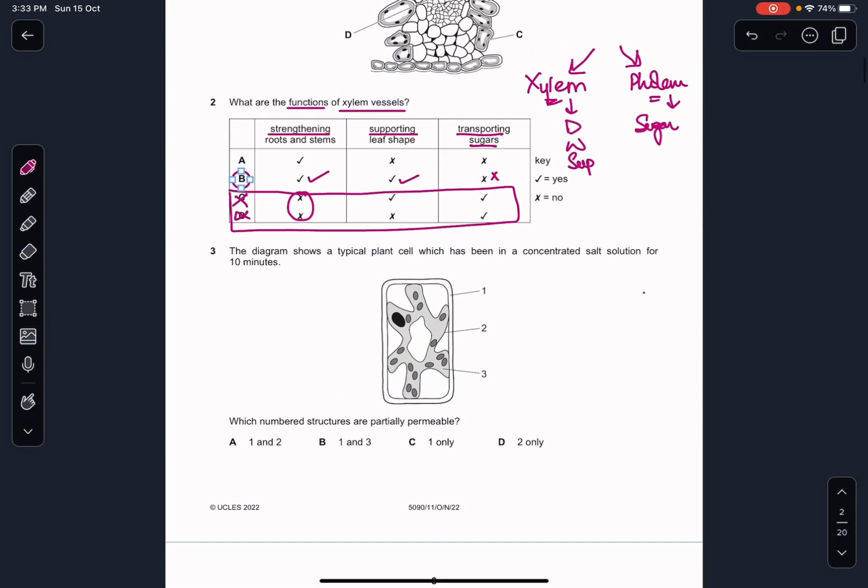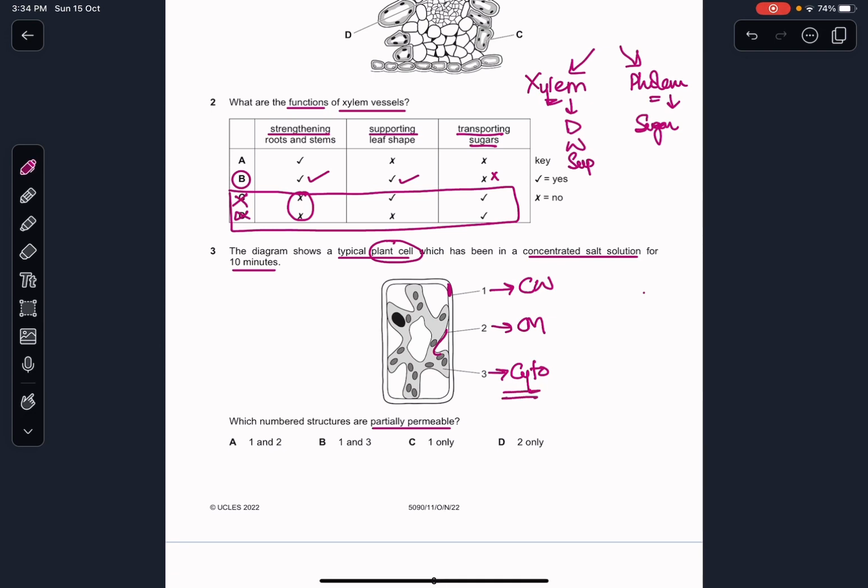Now the diagram shows a typical plant cell which has been in a concentrated salt solution for 10 minutes, right? Which numbered structures are partially permeable? Since they've already told us that this is a plant cell, the outermost structure would not be a cell membrane. It would be the cell wall, right? Then the inner membrane is going to be the cell membrane. So 2 would be the cell membrane. And the third thing that is labeled, that is the cytoplasm.